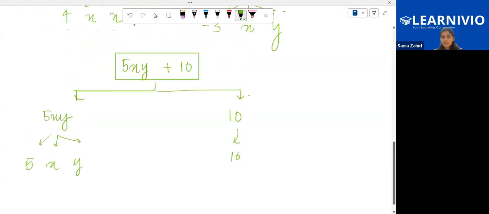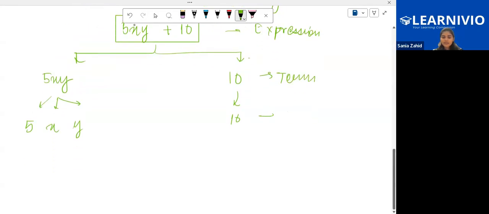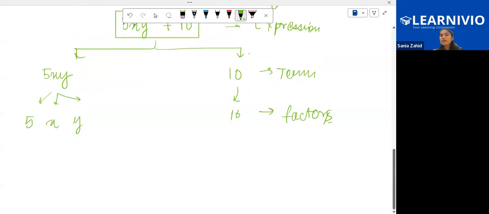Okay. So now I'll give you a question where you have to make a tree diagram. This whole thing is known as a tree diagram, where this is the expression, this is the term, and these are the factors, right? The expression, term, and factor. So you should be able to make the tree diagrams for all the expressions, right? So the first expression is 8y minus 3y. Okay, please make the tree diagram for this.